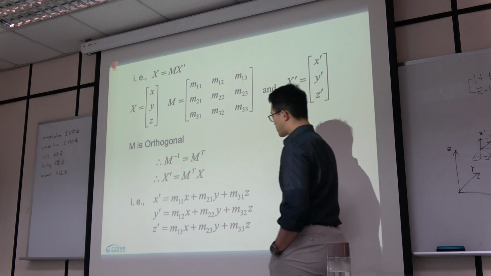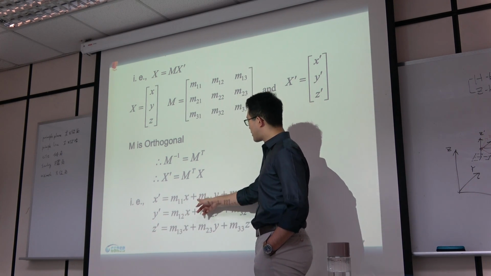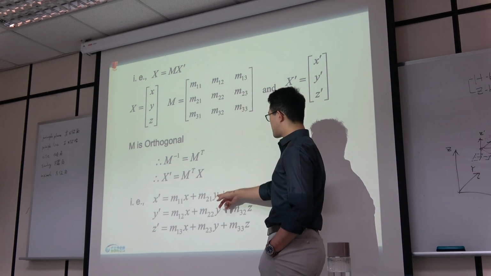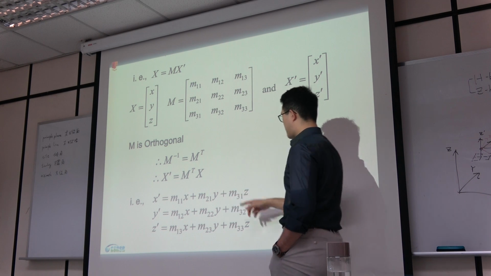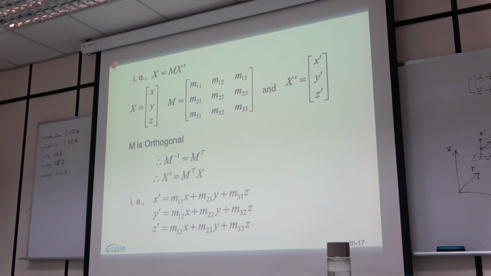Okay, so you can also write it like this: x plot, y plot, z plot equals m11 multiplied by x plus m21 multiplied by y and m31 multiplied by z, and so on and so forth, like that. Okay, any questions? No? We're fine, right? Okay, good.